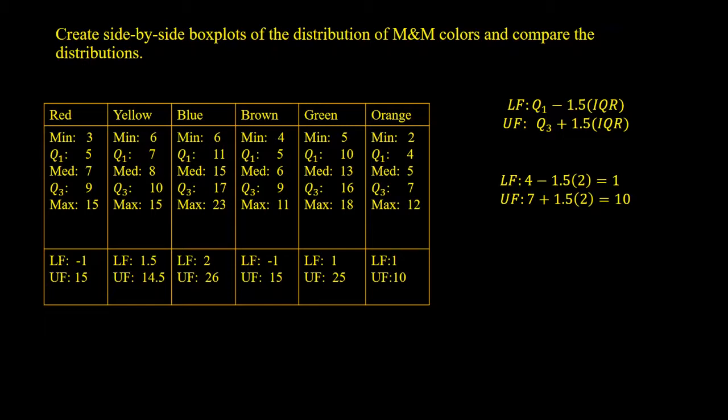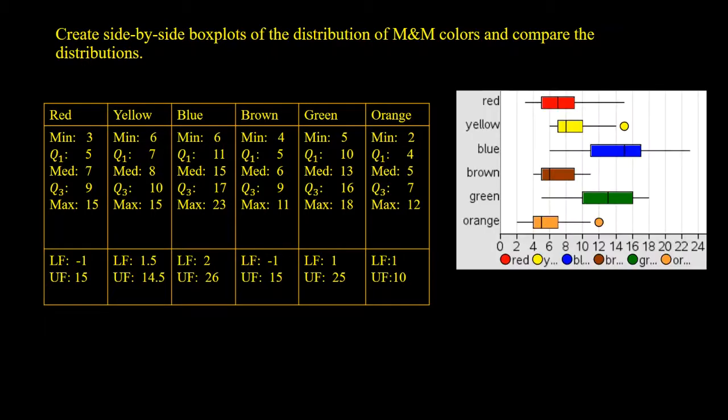So now I have all the information I need for side-by-side box plots. I went ahead and used technology to graph these. You need to make sure you know how to do it by hand as well. So in this case, we had 2 colors, yellow and orange, that both had a maximum value above the upper fence, so they had an outlier. It turns out there's only one when we looked at the data. Now, if there had been two, for example, in orange, if there had been a group that had 11 M&Ms and 12, I would have 2 dots up there, but that's not the case this time.